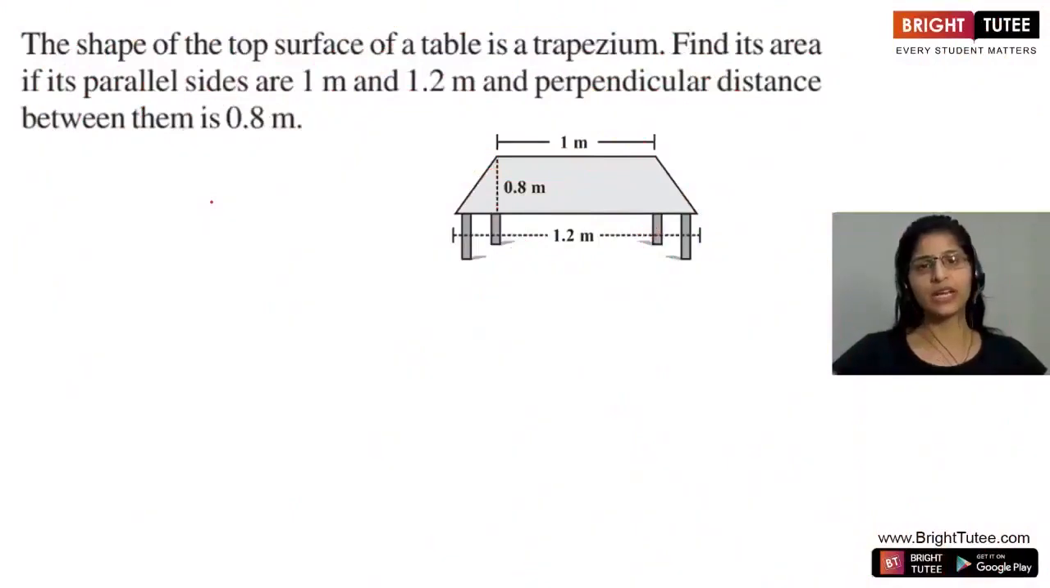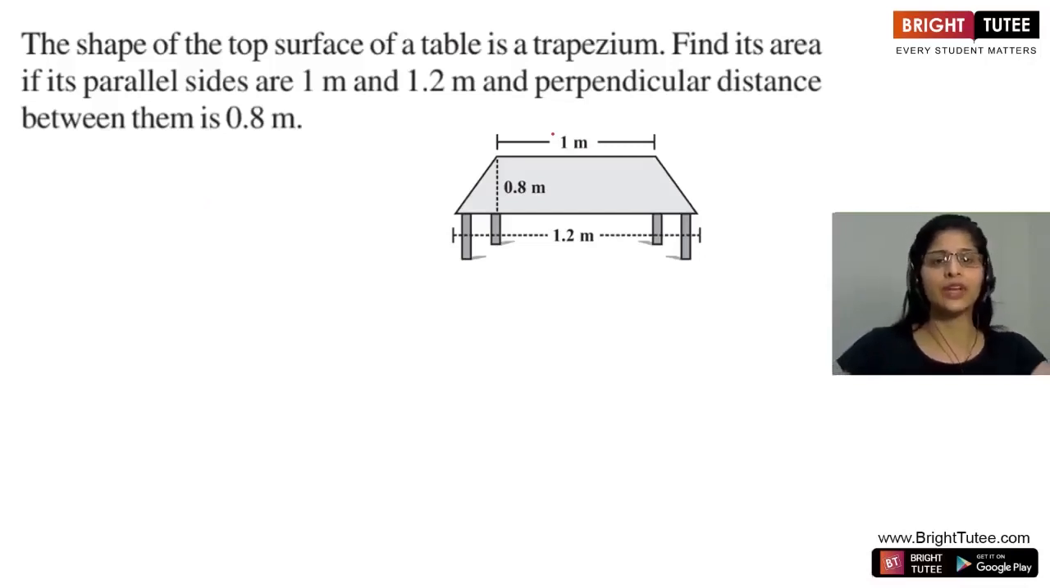Here, if you see what we are given, there is a table. They are saying the shape of the top surface of a table is a trapezium. We have to find its area if its parallel sides are 1 meter and 1.2 meter and the perpendicular distance between them is 0.8 meter. So can you find out the area of the top surface of the table?